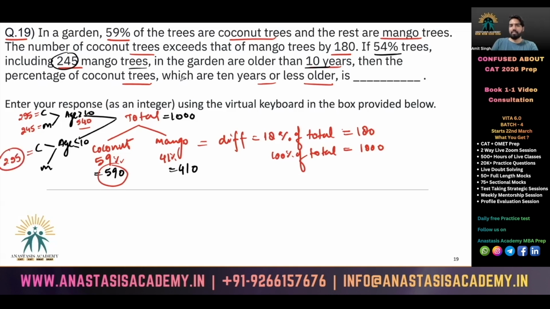And this question is asking us to find the percentage of coconut trees which are 10 years or less older. So these are 295 out of 590 total coconut trees, and this is equal to 1/2. In terms of percentage, it is 50% of the total coconut trees. So the correct answer to this question would be 50%.